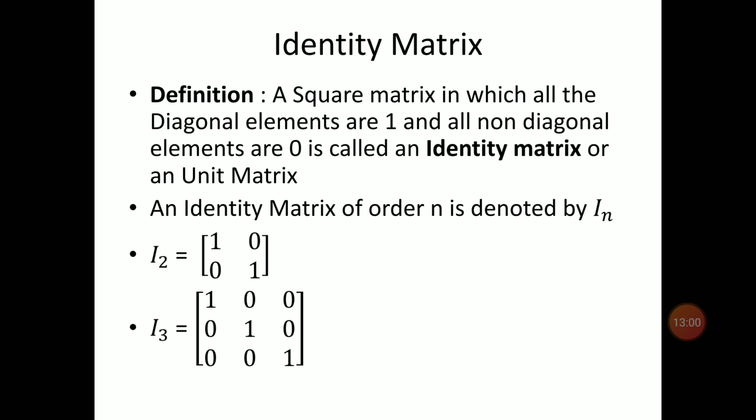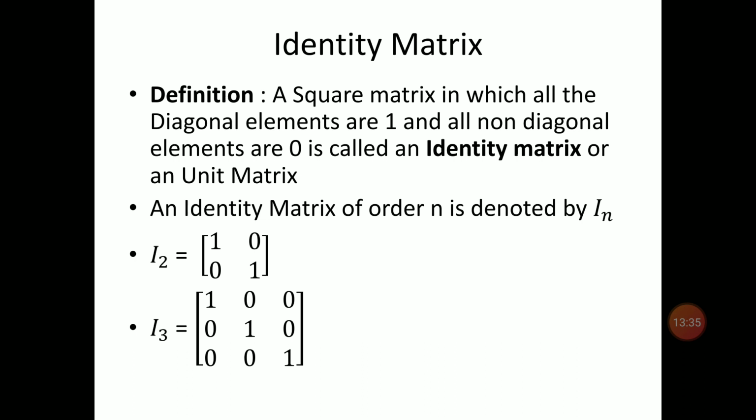And what is one particular thing about the identity matrix? Along with being a square matrix, the particular thing about the identity matrix is that all the diagonal elements are 1 and all non-diagonal elements are 0, and such a matrix is called an identity matrix or a unit matrix. So an identity matrix of order n is denoted by the notation In.